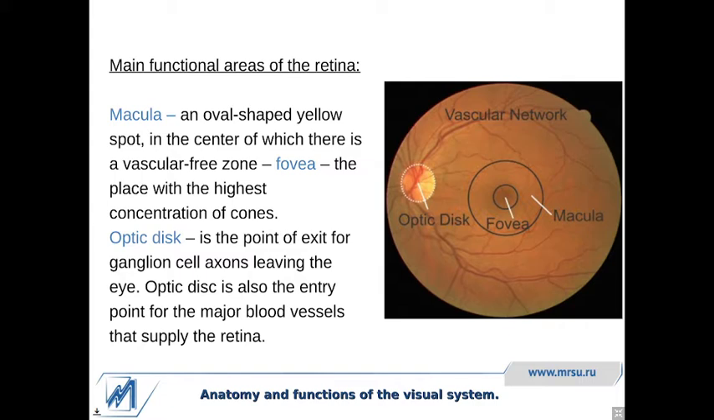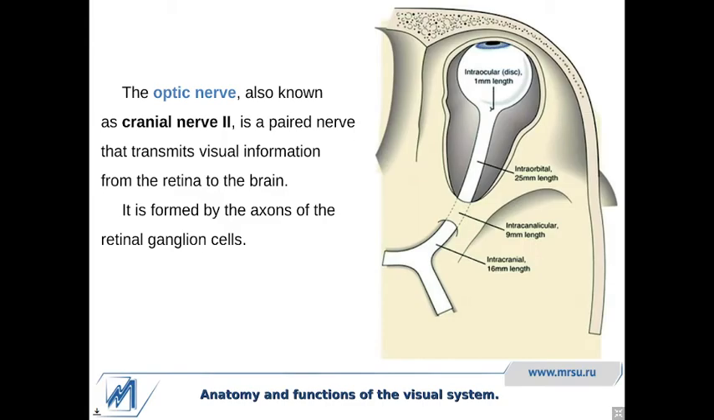The optic nerve is also known as cranial nerve number 2, and it is a paired nerve that transmits visual information from the retina to the brain. It's formed by the axons of the retinal ganglion cells. It has several parts, but you know this information from the anatomical lecture.